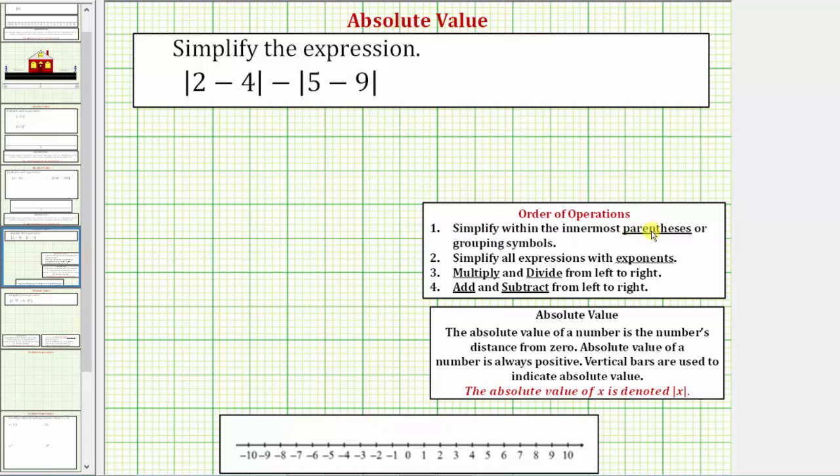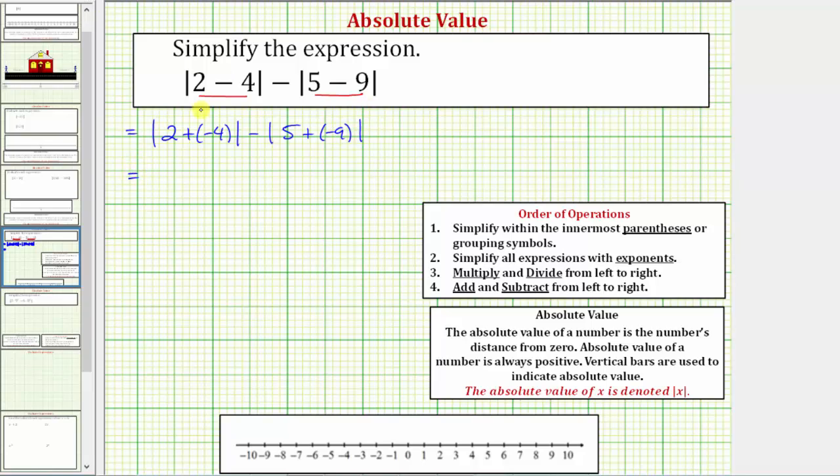When we have an expression that contains an absolute value, we treat the absolute value as if it was a set of parentheses. So the first step is to simplify this difference as well as this difference. And if it's helpful, we can write these differences as sums. 2 minus 4 equals 2 plus negative 4, and 5 minus 9 equals 5 plus negative 9. So while it's not required, let's go ahead and show these differences as sums. So we'd have the absolute value of 2 plus negative 4 minus the absolute value of 5 plus negative 9.